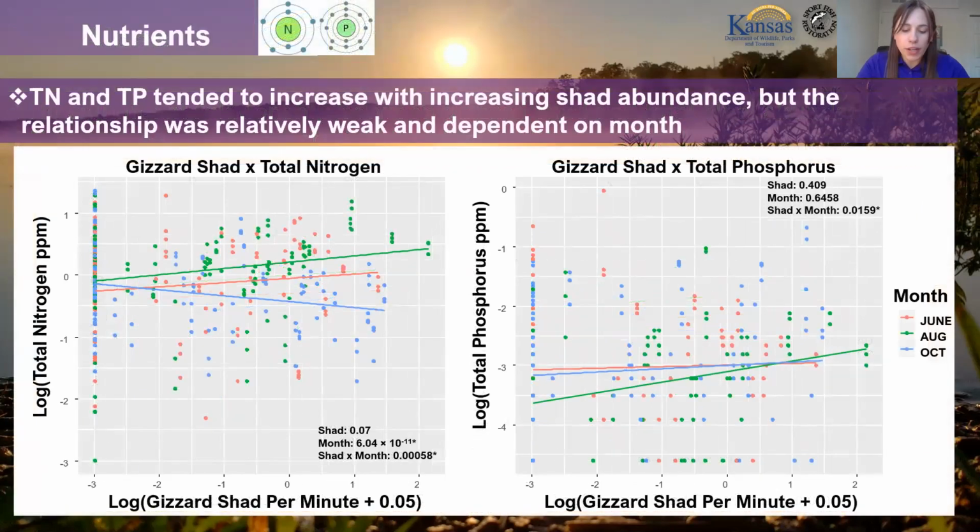Next up, we'll look at nutrients. So we found that total nitrogen and total phosphorus concentrations tended to increase with gizzard shad abundance, but the relationship was pretty weak and dependent on month. So total nitrogen tended to increase at higher shad abundances in June and August, but not October. And for total phosphorus, there wasn't much of a trend in June or October, but total phosphorus did tend to be higher with higher shad abundances in the month of August.